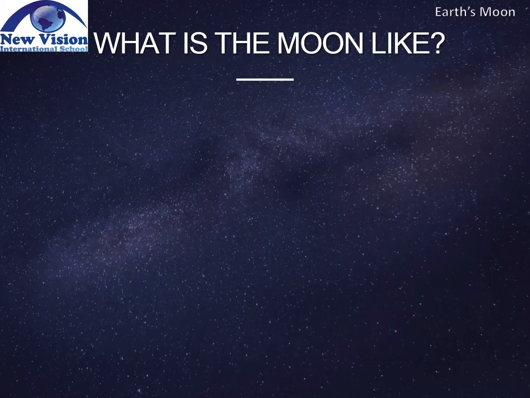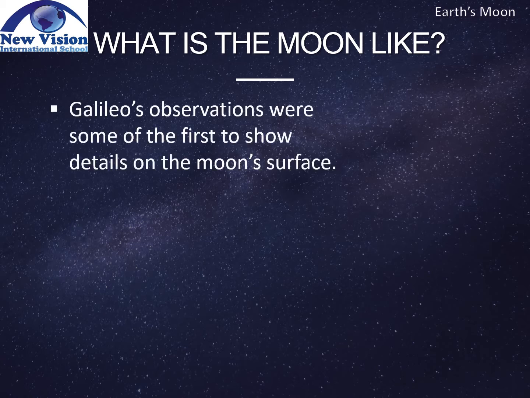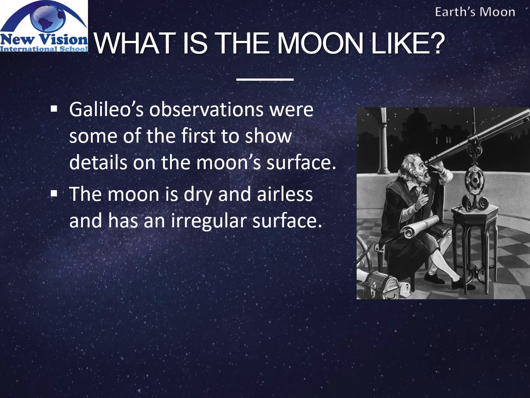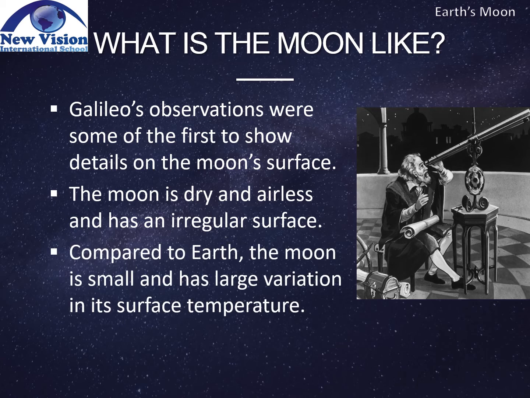What is the moon like? For thousands of years, people could see the moon but didn't know much about it. Galileo's observations were some of the first to show details on the moon's surface. Scientists have learned more about the moon's features. The moon is dry and airless and has an irregular surface. Compared to Earth, the moon is small and has large variation in its surface temperature.